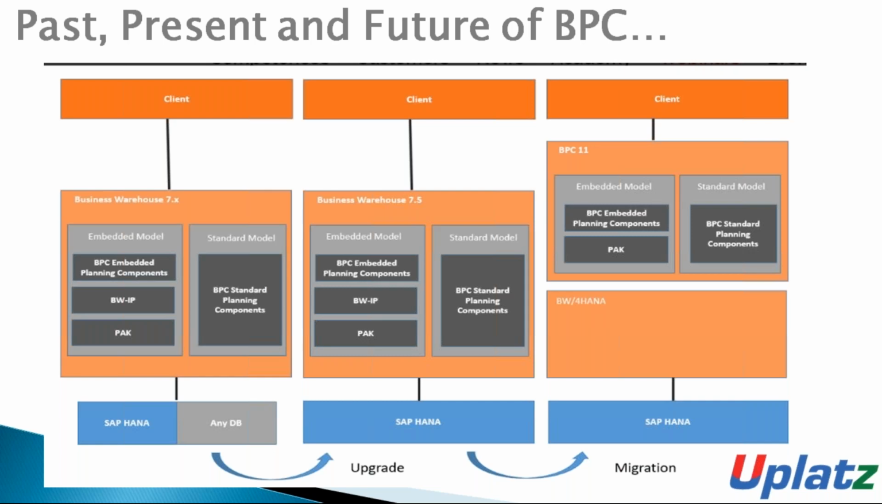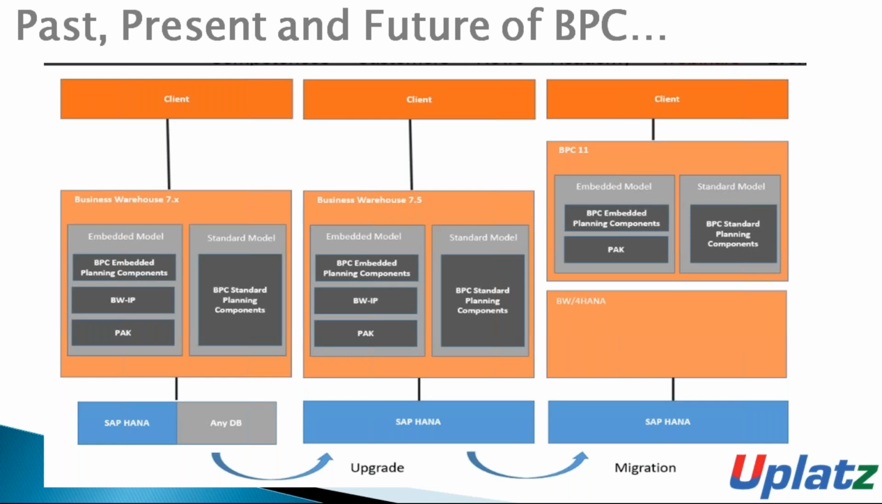As I explained earlier, in the classic version we need to load data into BW as well as BPC again. In this 10.1 embedded version with HANA 7.5 BW, they avoided this second layer of loading the data. So we don't need to load the data again into BPC. We can directly utilize the data that we loaded into BW. So that is the main difference.